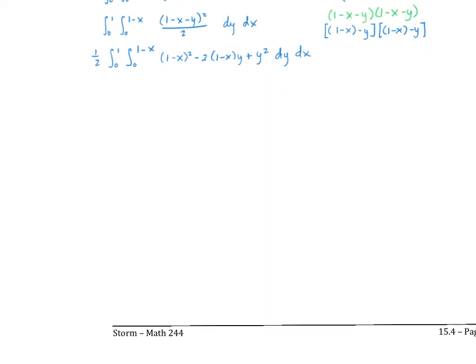So now when I integrate with respect to y, notice that this first term, (1 minus x) squared, has no y there, so it's a constant. So the antiderivative will be (1 minus x) squared times y. Then I have a minus 2 times (1 minus x), that's all constant, times y, so it's going to be y squared over 2. The 2 will cancel, and I'll have minus (1 minus x) y squared. And then plus y to the third over 3.